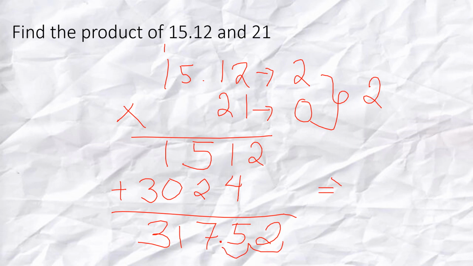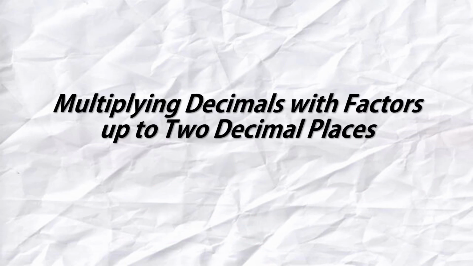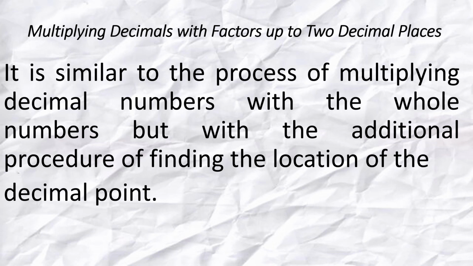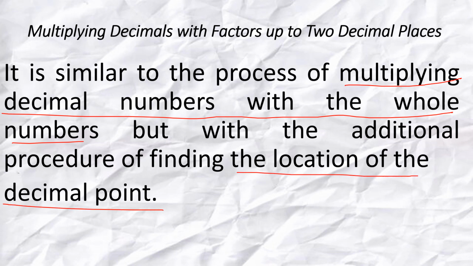So the final answer for this problem is 317.52. So that is our answer. For the next part, the topic is multiplying decimals with factors up to 2 decimal places. So just like the process of multiplying decimal numbers with whole numbers, in here we use an additional procedure in finding the location of the decimal point.